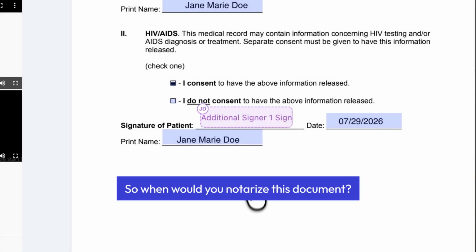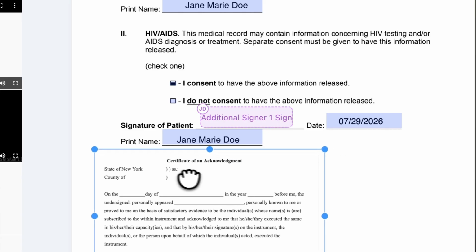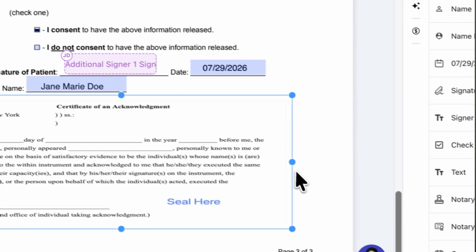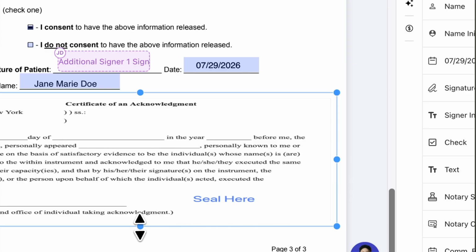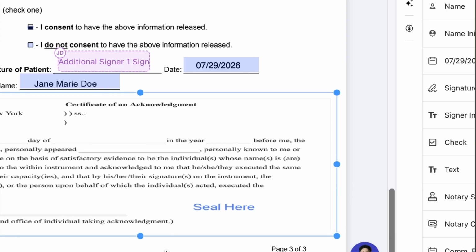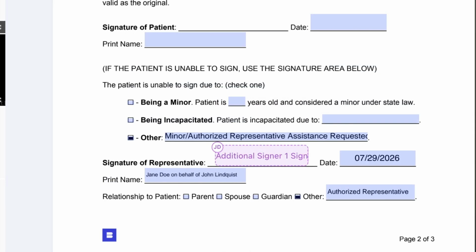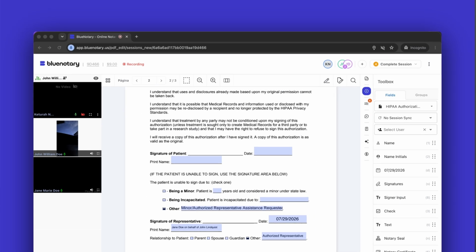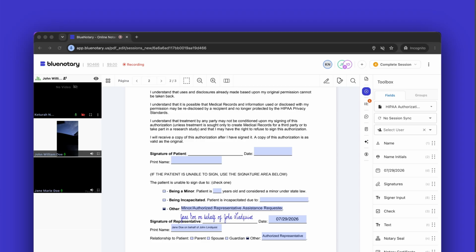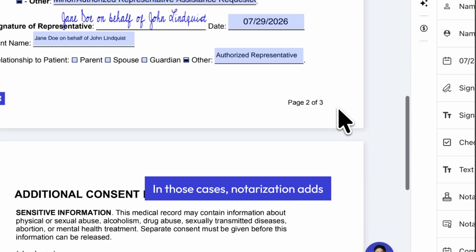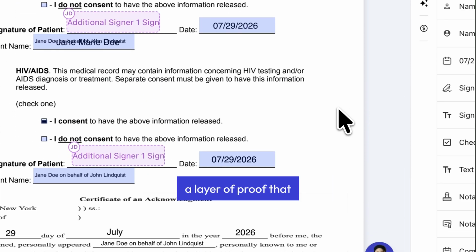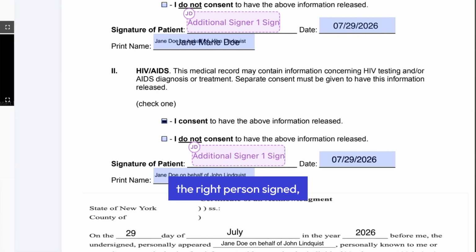So when would you notarize this document? It's a nice to have in specific situations. When a provider or institution asks for the extra verification, when the request is part of a legal or litigation matter where signature authenticity might be challenged, or when someone is signing on another person's behalf and wants that authority documented cleanly. In those cases, notarization adds a layer of proof that the right person signed.